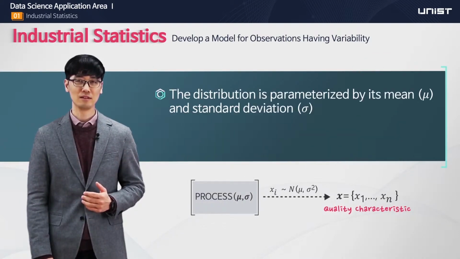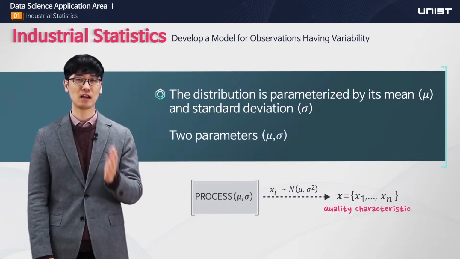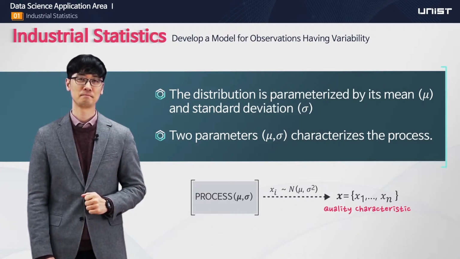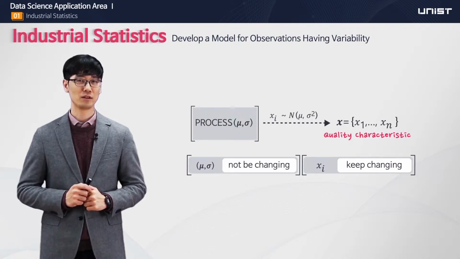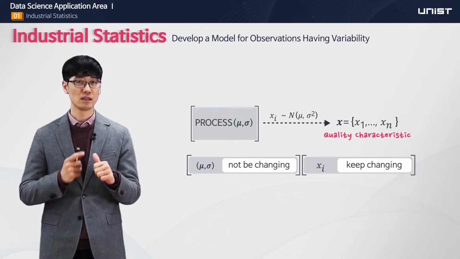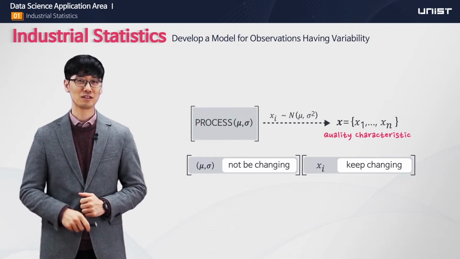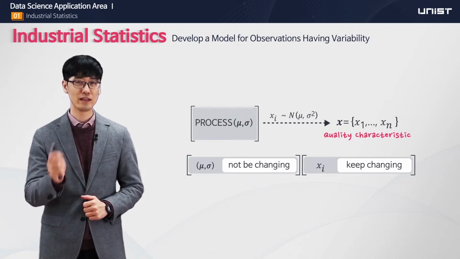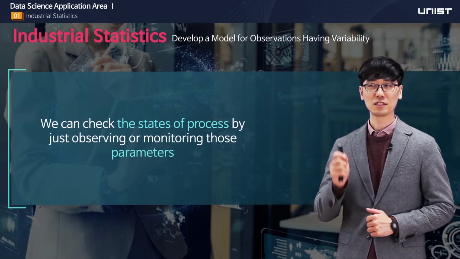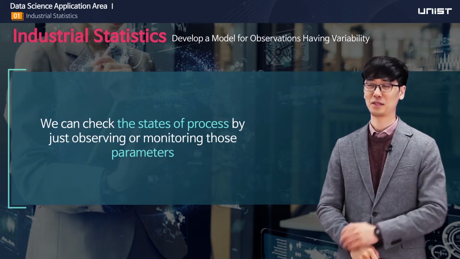Anyway, the beauty of the model is that the distribution is parameterized by the mean and standard deviation, and so those two parameters characterize the process. Note that xi is a random variable, so its value changes constantly, but we assume that the underlying distribution it follows may not be changing. This underlying distribution characterizes the process and regulates the behavior of x being observed. It means we can check the state of the process by observing or monitoring those parameters.